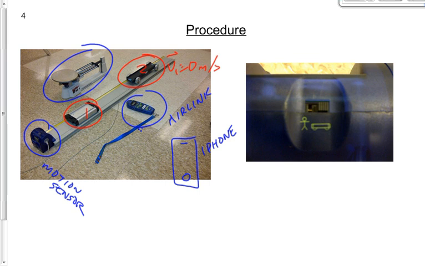Then we're going to do it again, repeat that trial, except we're going to send cart number 1 down toward cart number 2 at a different speed. Now, how are we going to make them stick together?